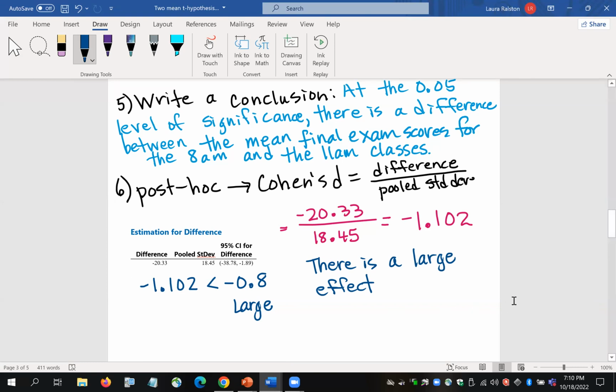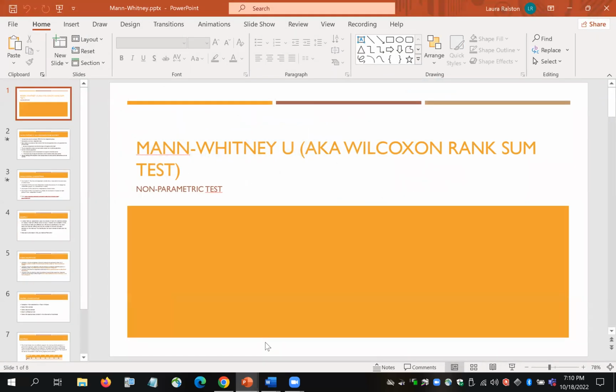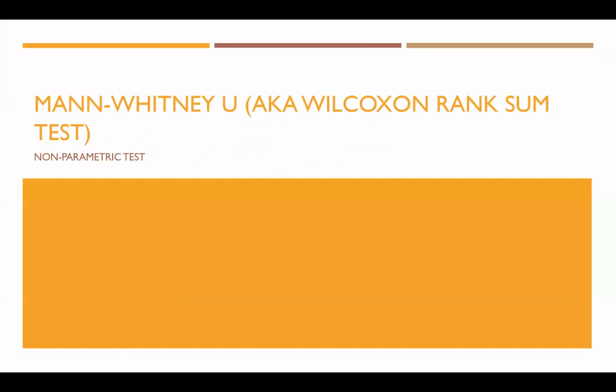Okay, so that is the two mean independent t-test. That is a parametric test where we are comparing the means, but we are assuming we have a normal distribution and that we have equal variances. But what if I don't have that? When we do not have, or we are not able to make the assumption that we have a normal distribution or that we have equal variances, we then have to think about or consider using a non-parametric test.